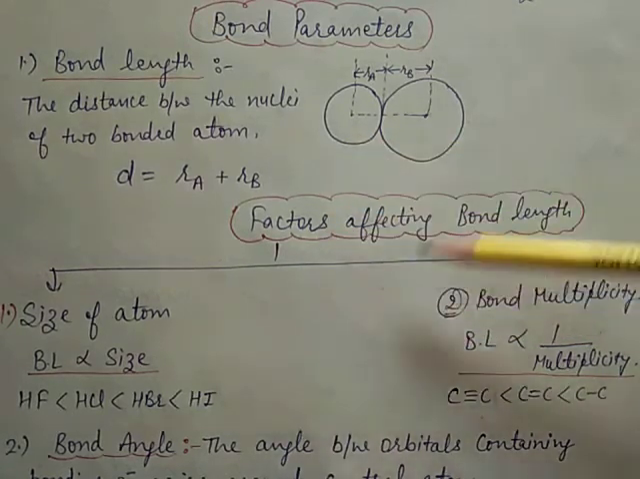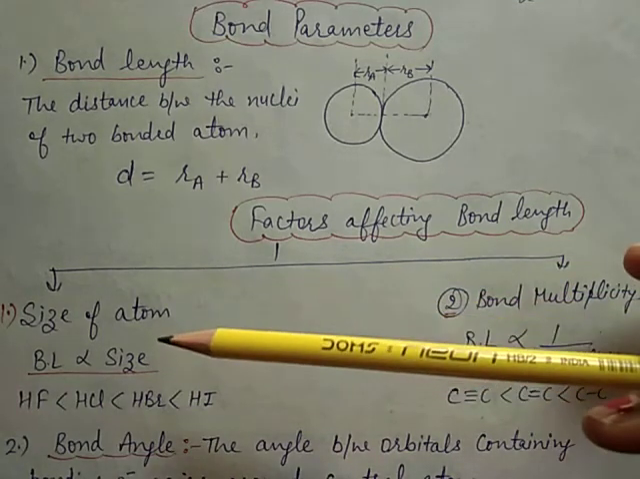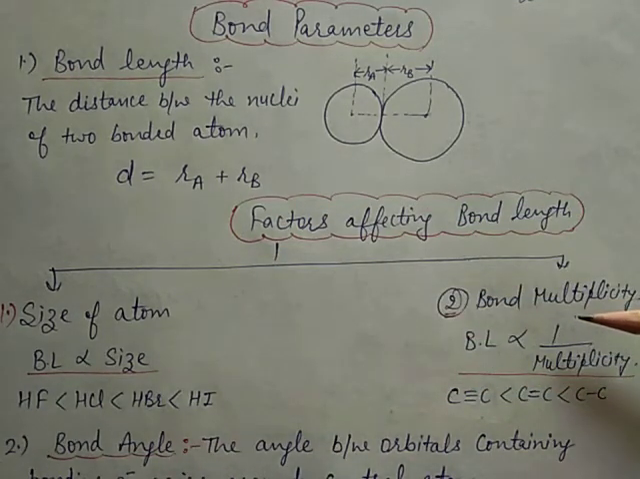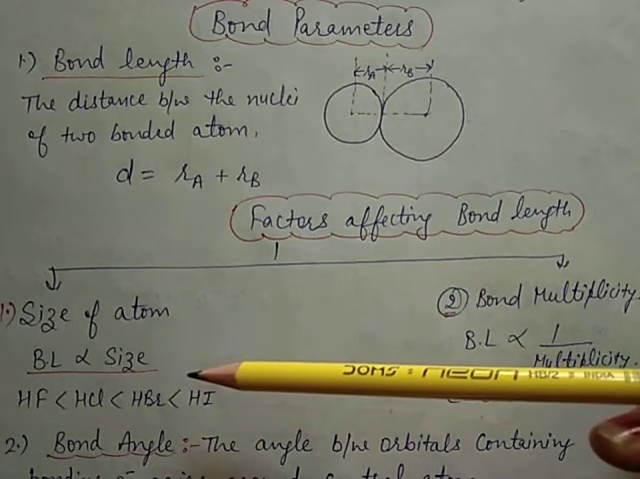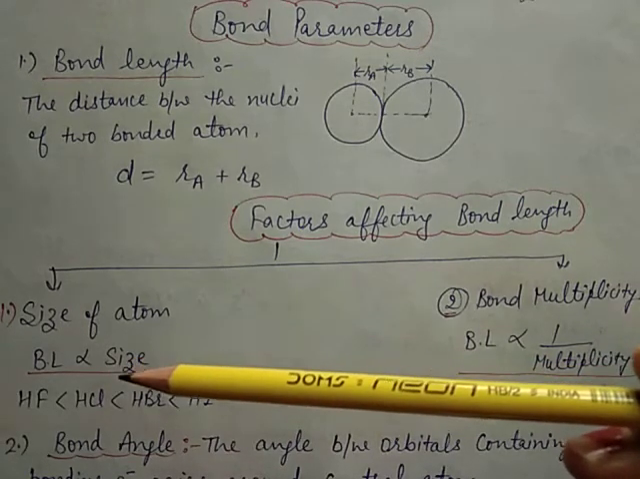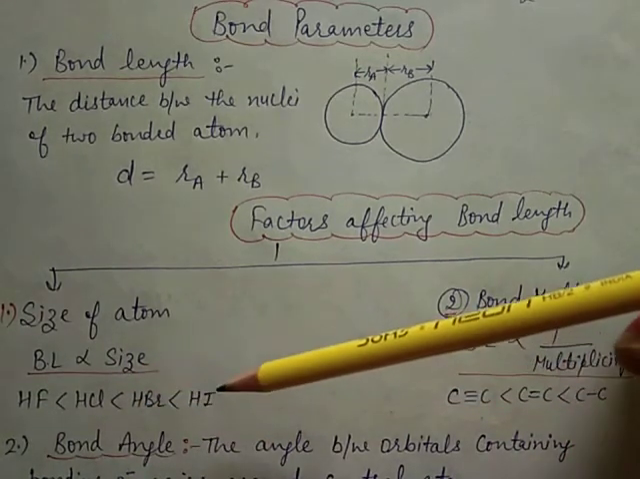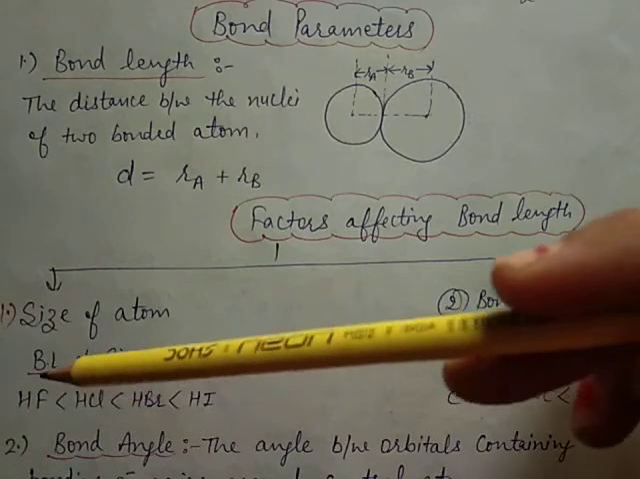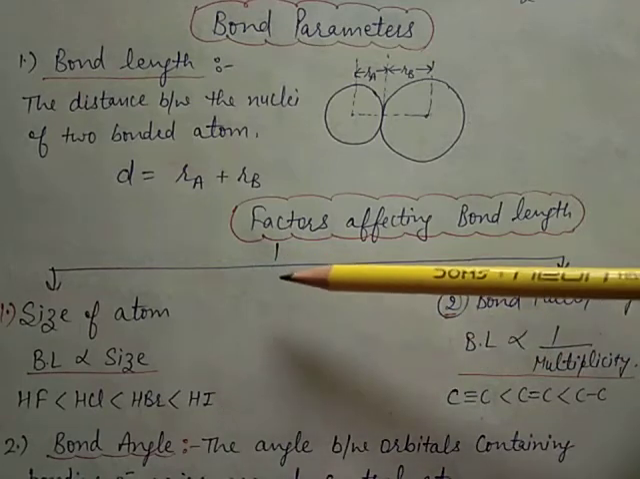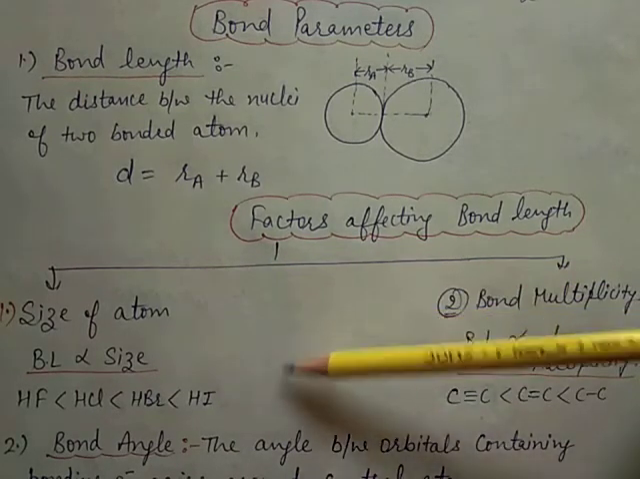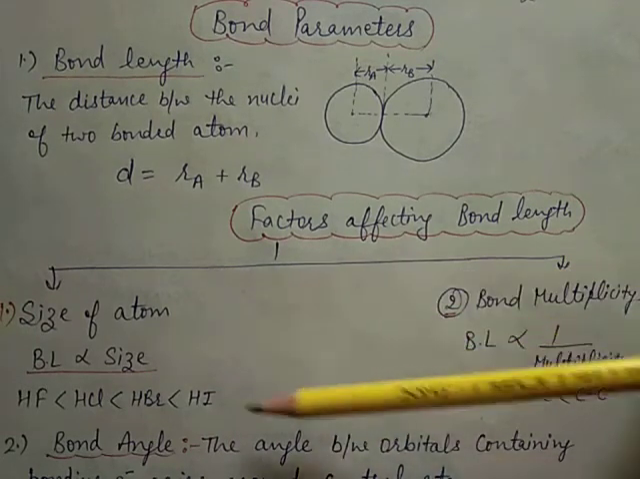Now, what are the factors affecting the bond length? First is the size of the atom, and second is bond multiplicity. Bond length is directly proportional to size, meaning bond length increases with an increase in the size of the atom. So the order of bond length is like this: HI, HBr, HCl, HF. In this case hydrogen is common, but fluorine, chlorine, bromine, iodine are present in this sequence. As we go down, the size increases, which means the bond length also increases.